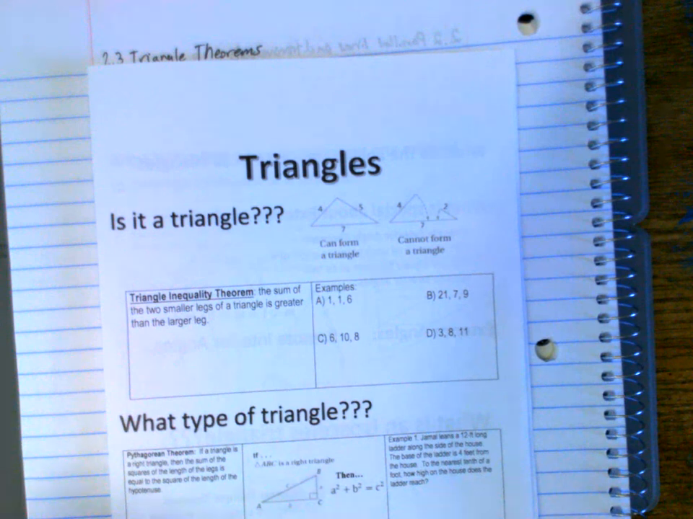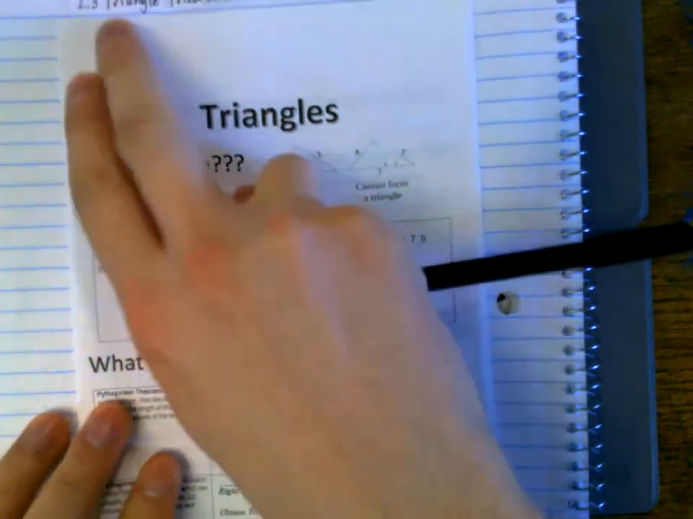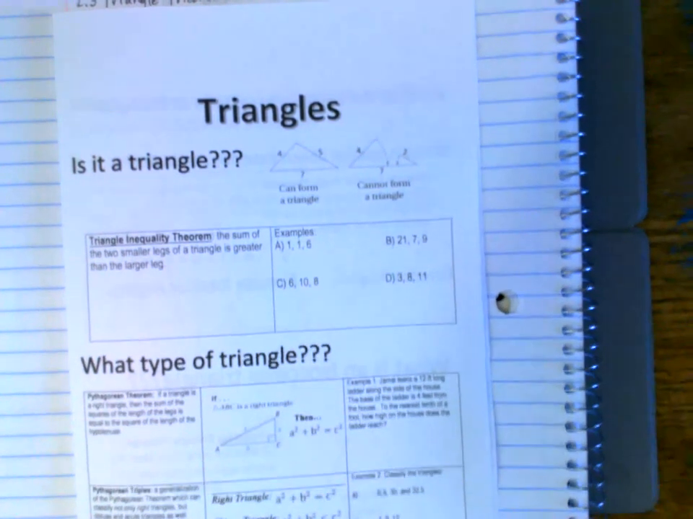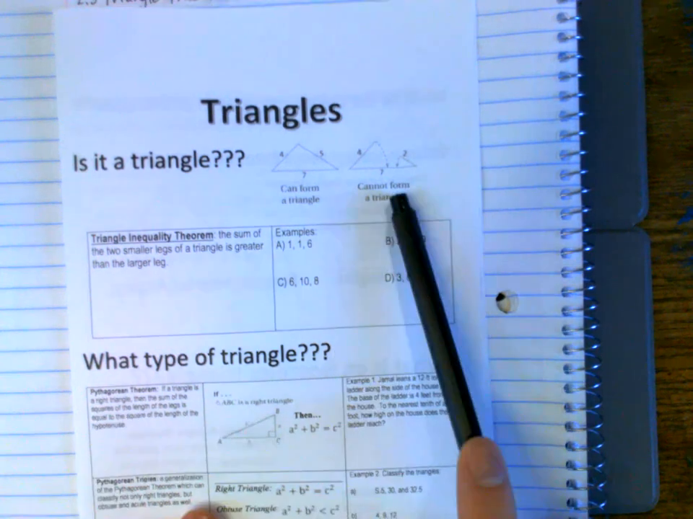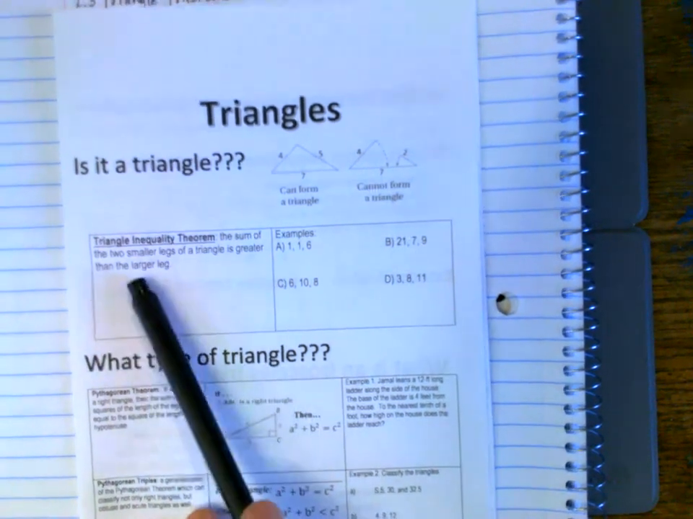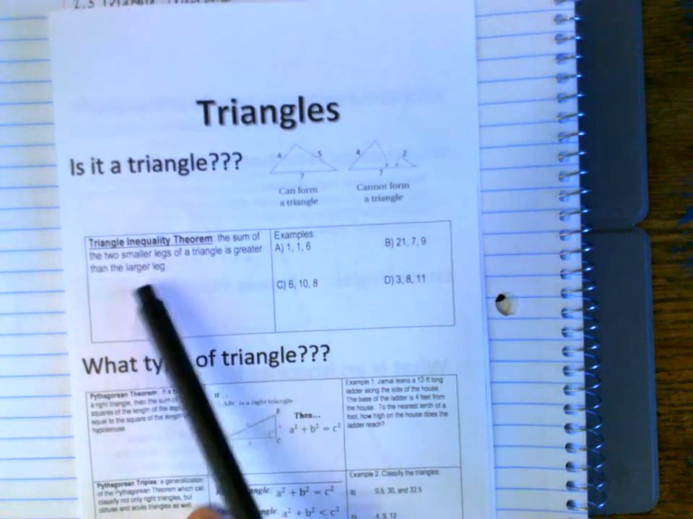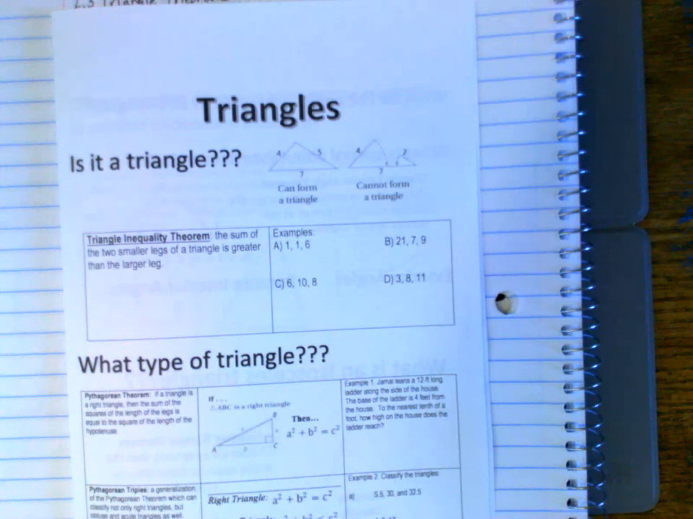Now, the biggest thing that we have to ask ourselves when we look at triangle theorems is this, okay? One, is it a triangle? Can it form a triangle? Cannot form a triangle, okay? So, the big takeaway here essentially is that unless the sum of the two smaller legs of a triangle is greater than the larger leg, it doesn't work. Okay? Does that make sense?